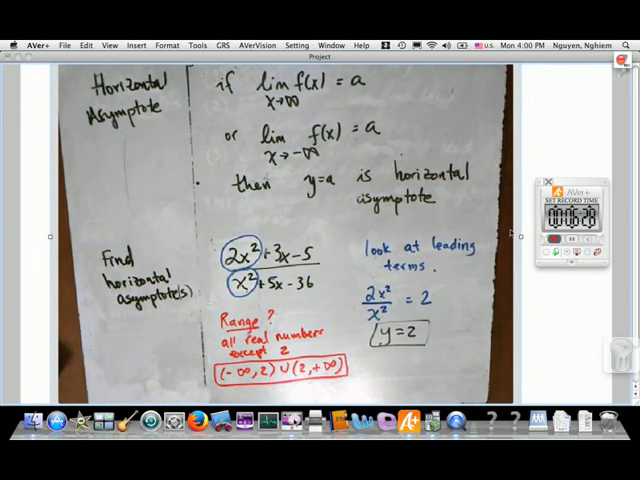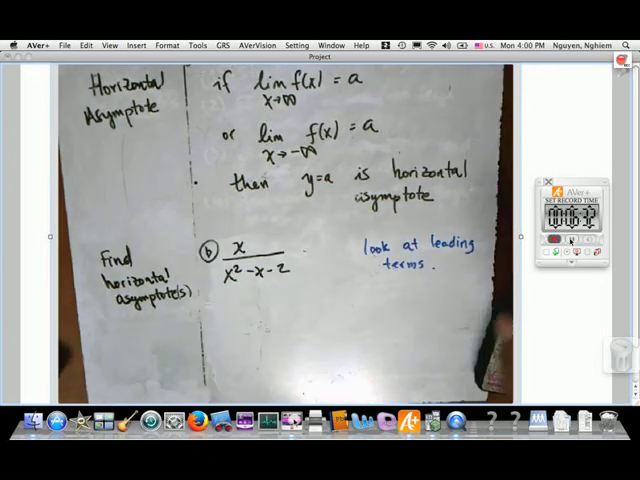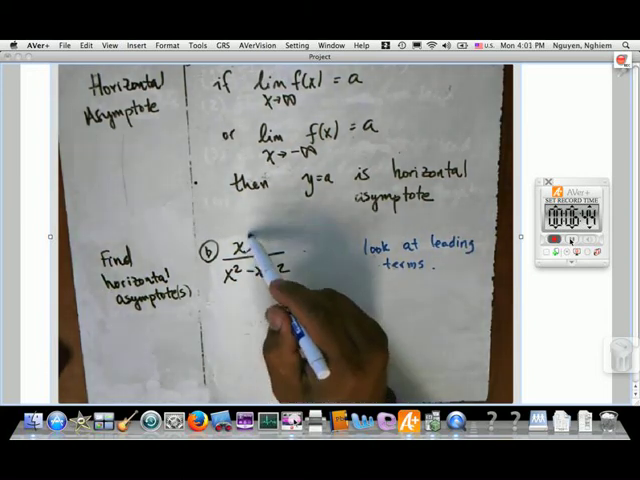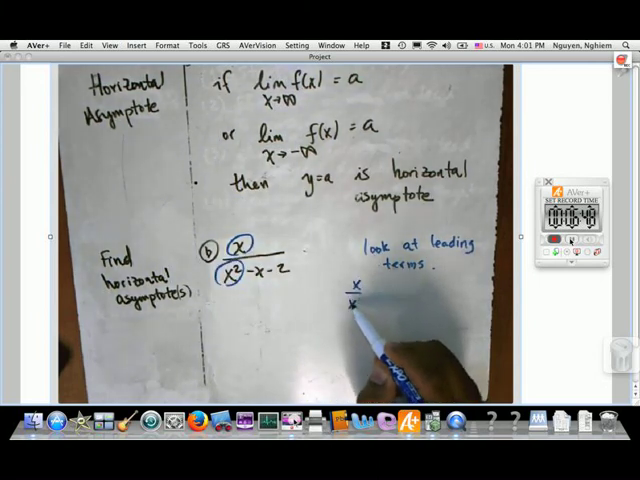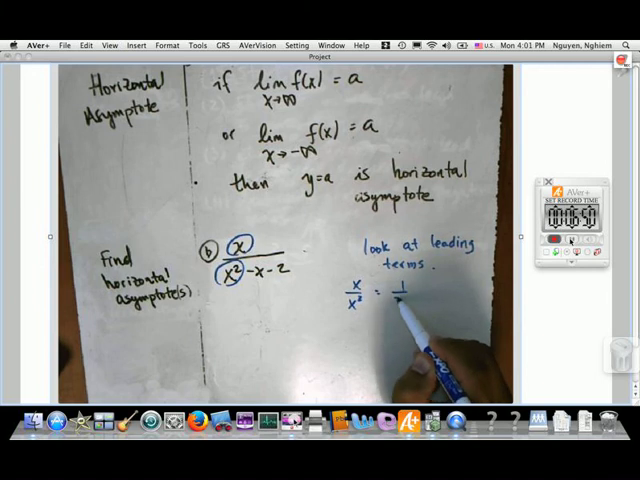Okay, now I'm going to continue and look at a couple more complicated examples. So here I have an example, x over x squared minus x minus 2. And we're going to follow the same idea that we had before, where we have to look at the leading terms. The leading term on the top is x, on the bottom is x squared. So you have x over x squared. That's going to reduce to 1 over x.